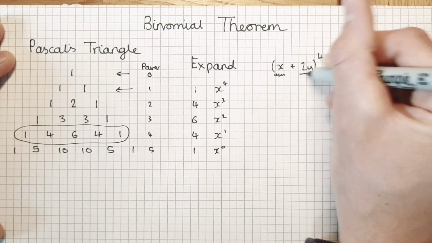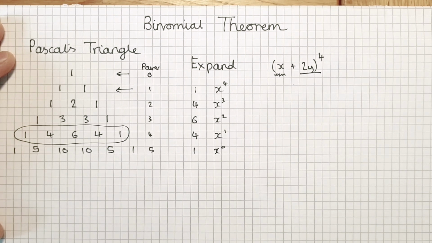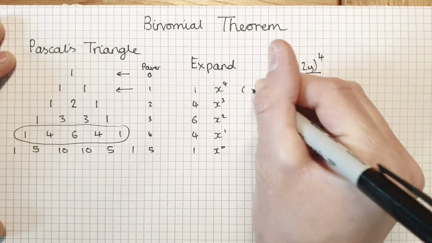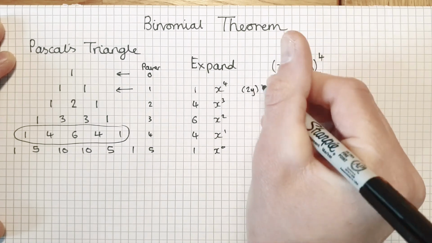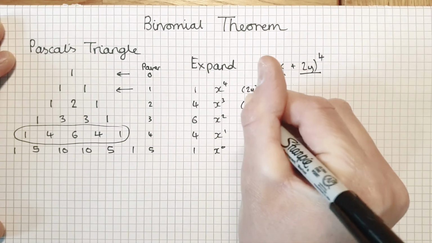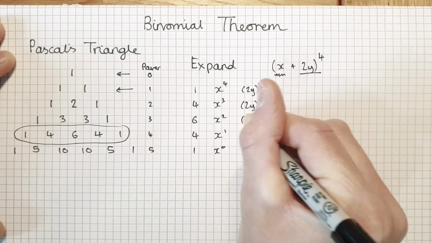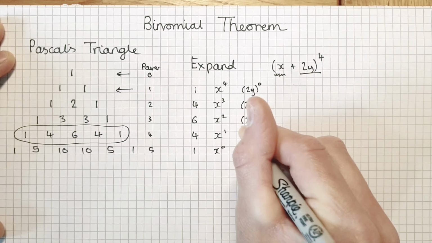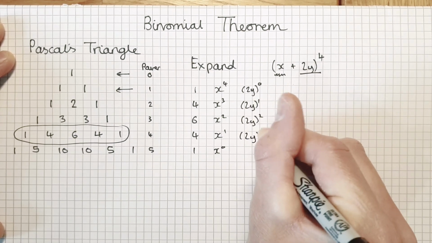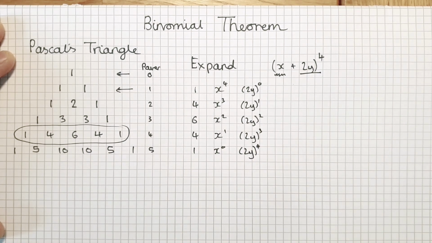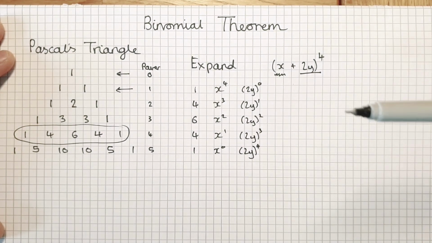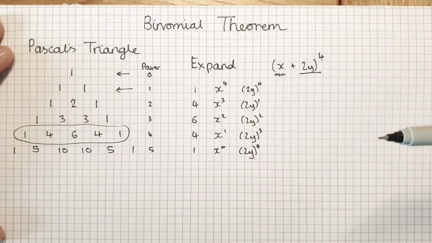You then take the second term, the 2y, and do it to the power of 4, but this time we go in ascending order. So we start with 2y to the 0. Now you have to put it into a bracket, because the 2 has to be raised to the power as well. So it's 2y to the power of 0, 2y to the 1, 2y squared, etc. until you get to the fourth power there.